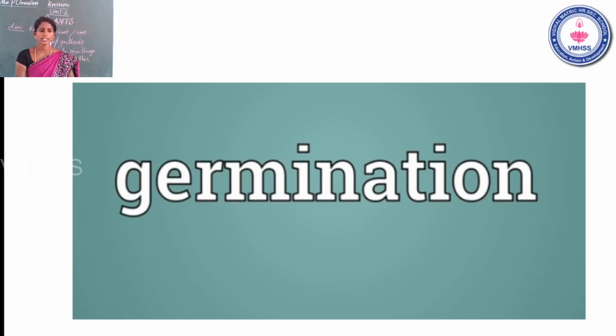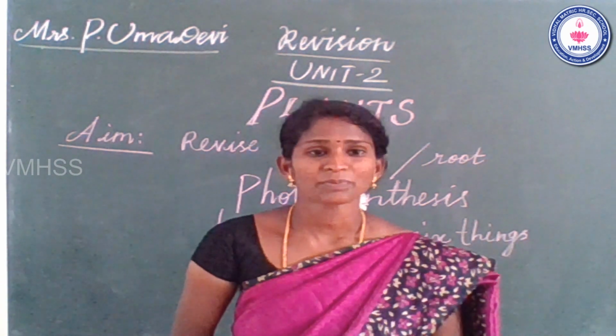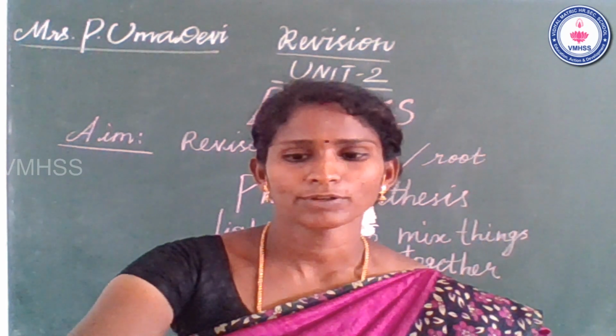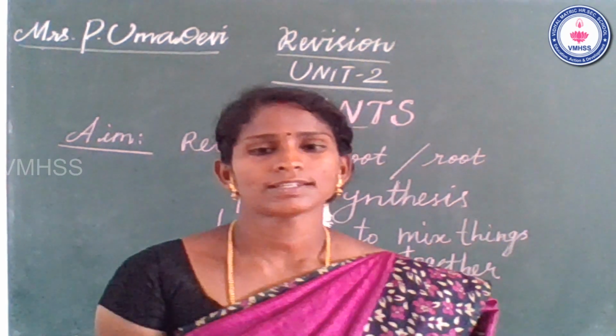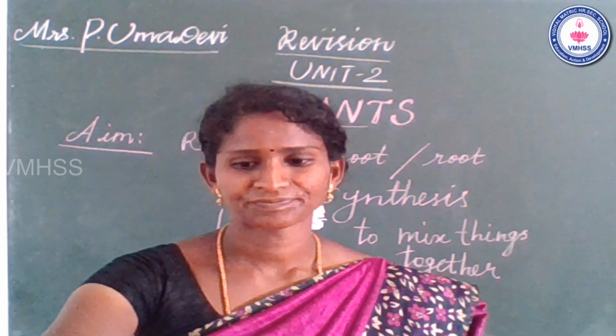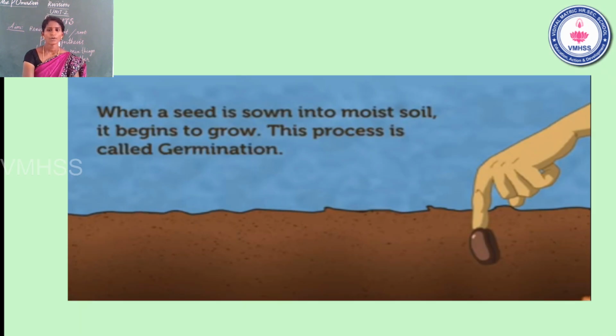Okay. How many stages are there in the germination process? Germination means விதை முளைத்தல். Okay. There are 5 stages in the germination process. Okay. See the slide. That one is the first stage. When a seed is sown in moist soil, it begins to grow. Yes. First the sowing method. Okay. This process is called germination.